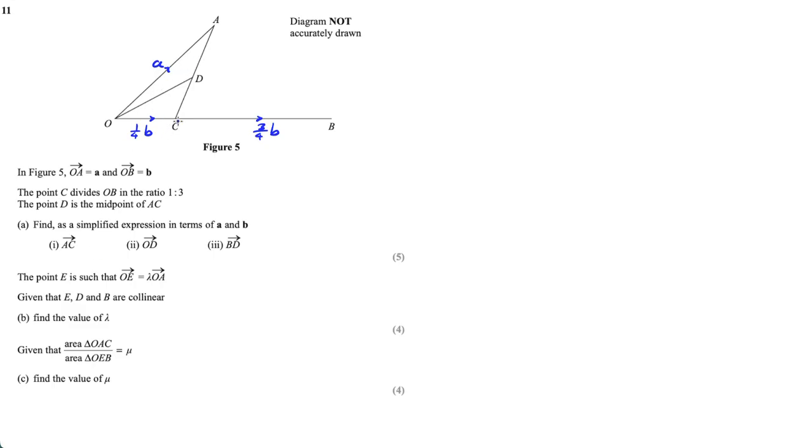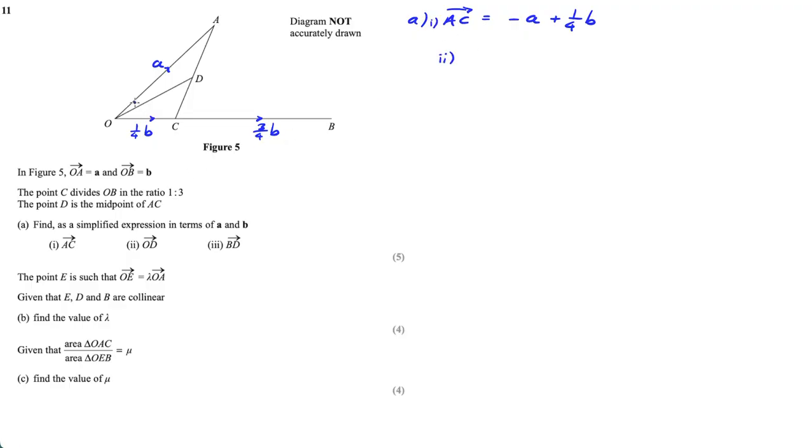AC. Okay, so what am I trying to find? AC. So from A to C, I'm going to go A to O and O to C. So AC is equal to minus A, because I'm going against the A, plus 1/4 B, like that. Okay, that's part I.